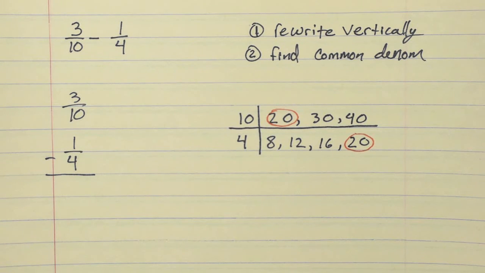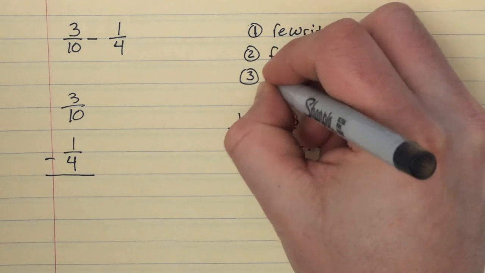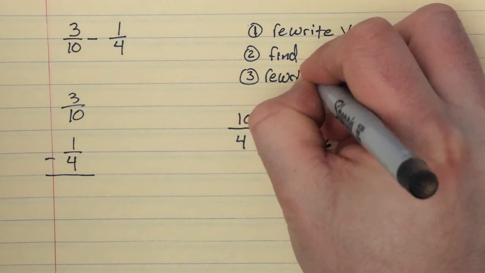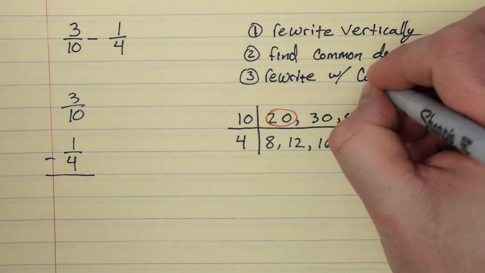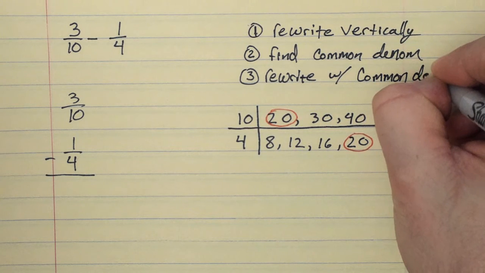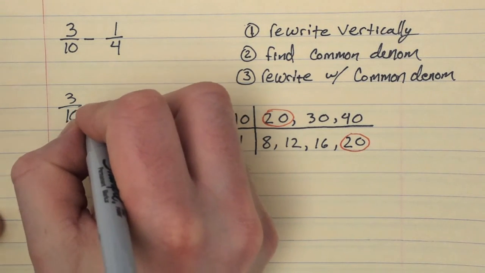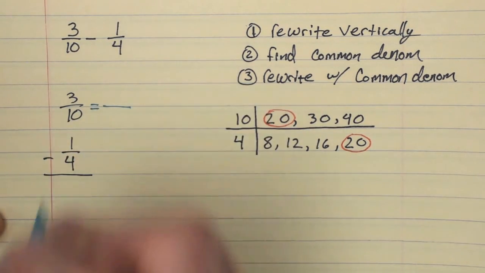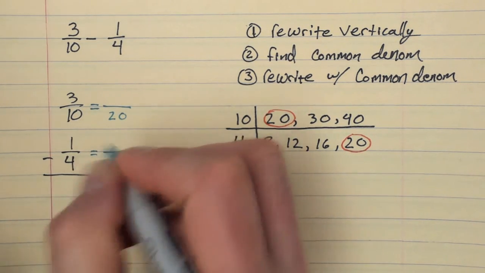We're going to rewrite them as fractions with common denominators. So that'll give us our third step, which is rewrite with common denominator. So I'm going to say, okay, well, 3/10 equals something 20ths, and 1/4 equals something 20ths.